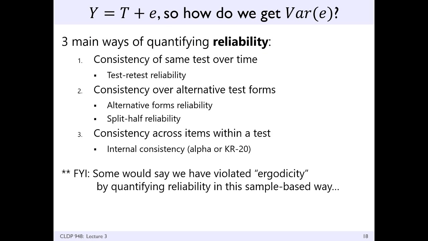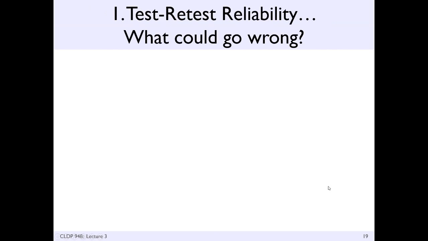So those two scores, how do we get them? Various ways. Test-retest, alternate forms, as well as consistency across items within a test. And I note here the idea that we're using different pieces of information as different people rather than the same person measured repeatedly. Some would say that we violated a principle called ergodicity. That's a popular term in some of the measurement fields.